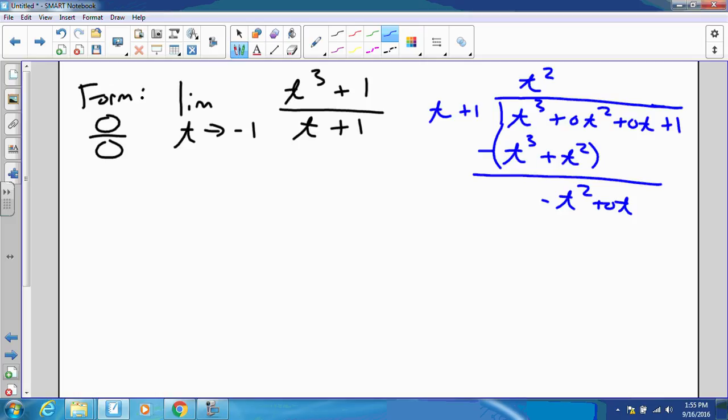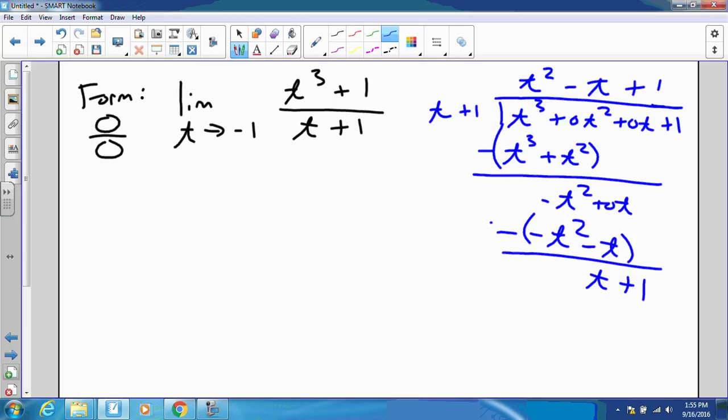How many times does t go into negative t squared? Negative t. Multiply and subtract. Don't forget to change your signs. How many times does t go into t? 1 time. And it goes evenly with no remainder, as we knew that it had to.